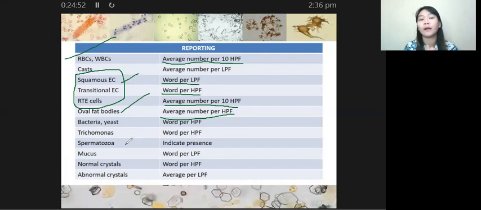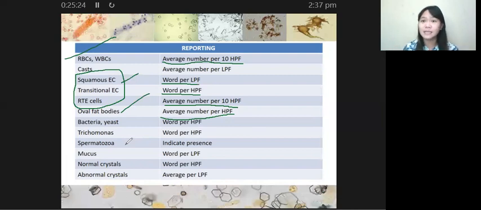Okay? Like for example, RBCs and casts. Significant? Of course. Kasi it can indicate bleeding. Diba? It can indicate, okay, a possible hematogenous origin or coming from your blood or circulation. So that means there's an injury. Okay? So kung significant siya, average number per HPF.